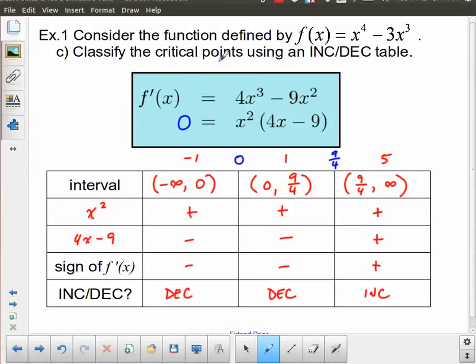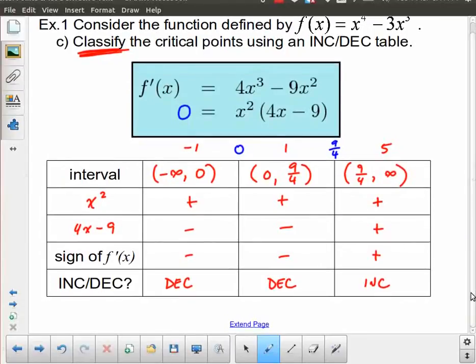So, classify critical points using an increase-decrease table. What that means is I've defined where these things are increasing and decreasing, and I'm going to use them to classify. What do I mean by classify? That means tell me, do I have a maximum or a minimum? That's essentially what we're talking about. Or do I have a point of inflection?